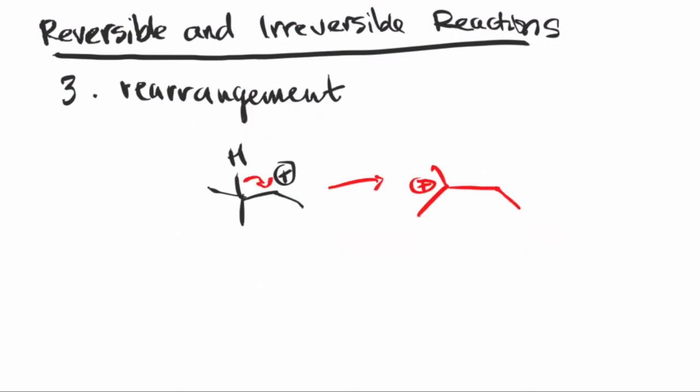And lastly, the rearrangements. Because the driving force is so favorable to go towards the more stable carbocation, when we draw the hydride or methyl shift, we will use the irreversible reaction arrow. So that ends our unit and introduction to mechanisms.